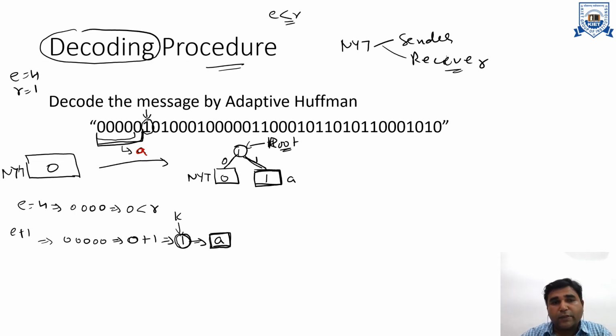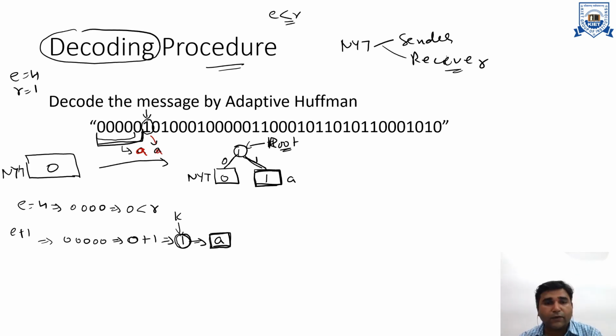So corresponding to this value 1, we get the symbol A. Again for this value 1, we get another A, again the symbol A.